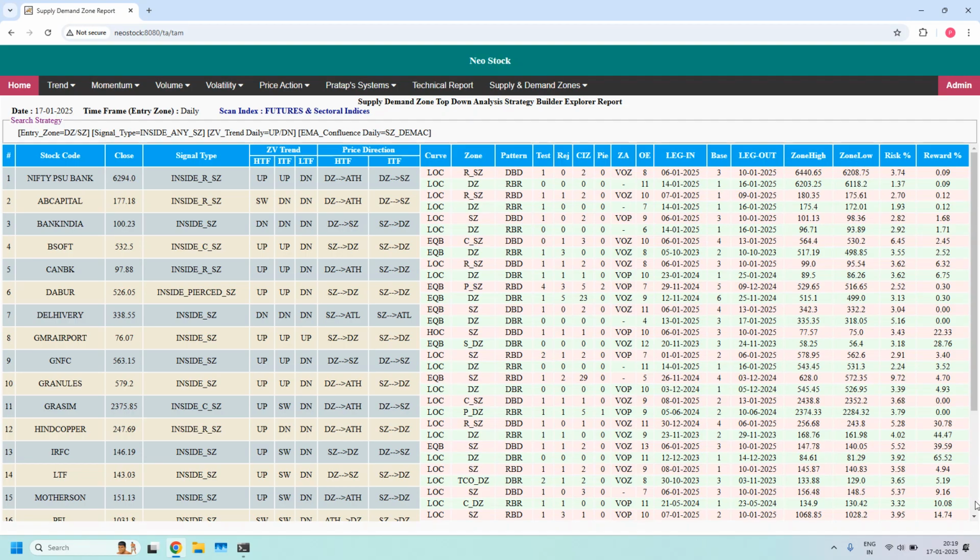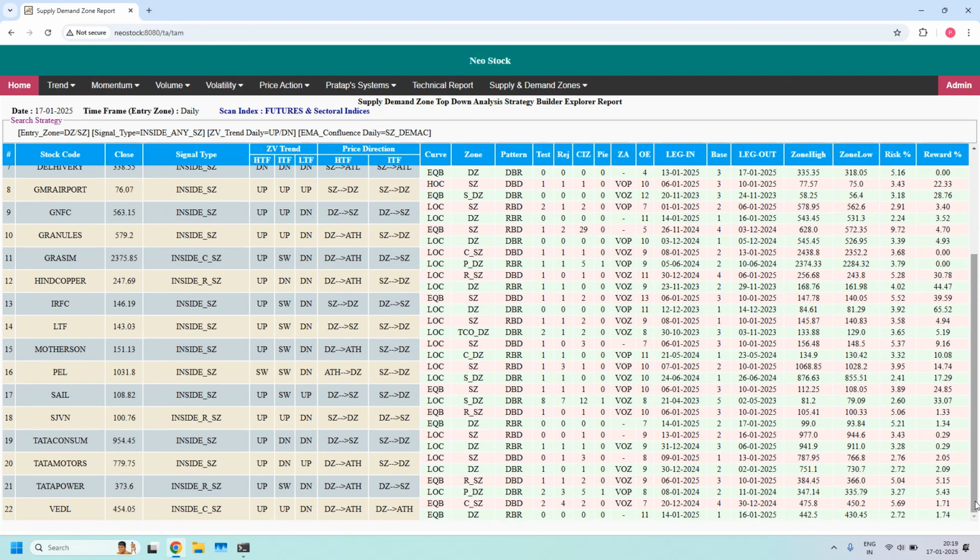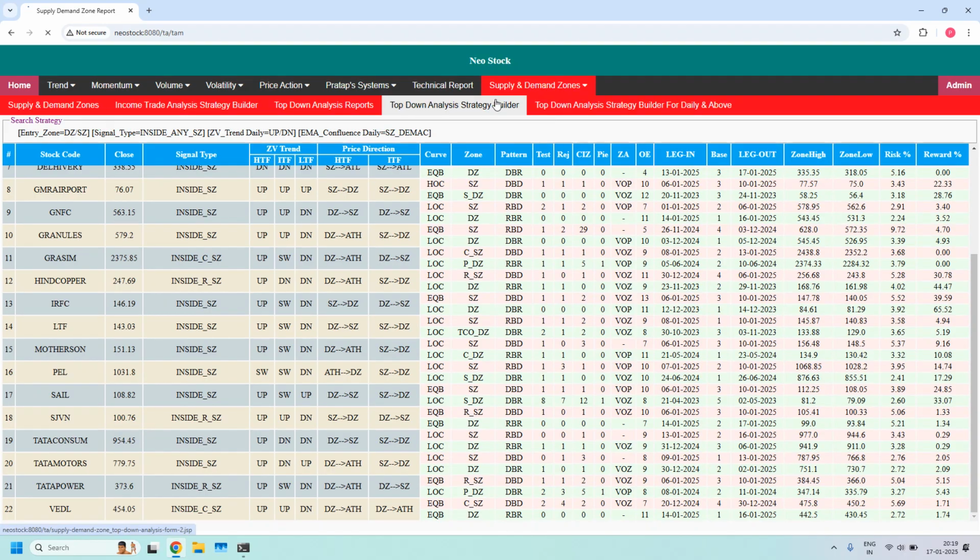I'm scrolling the list down. So total 22 stocks we identified. All these stocks are having supply zones, having daily EMA confluence. Okay, this is about price closed inside the daily supply zone. The next time frame is 125 minutes.